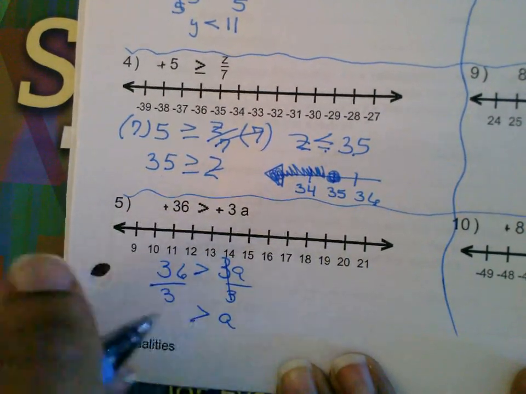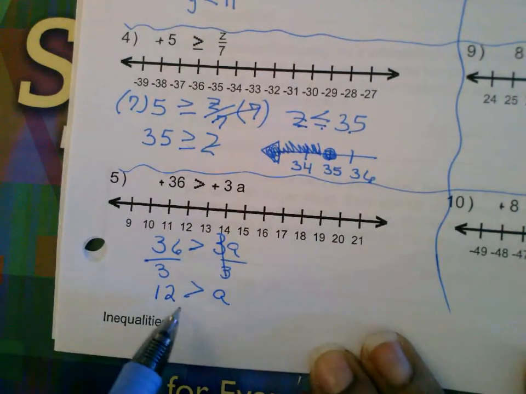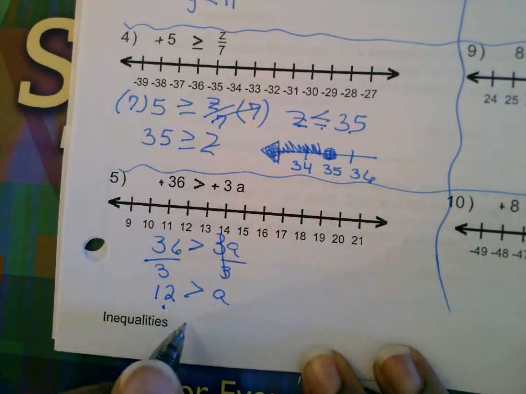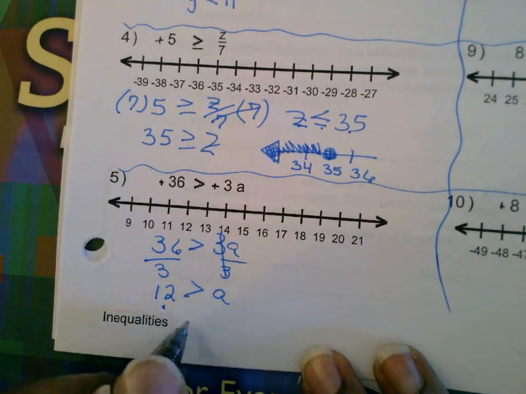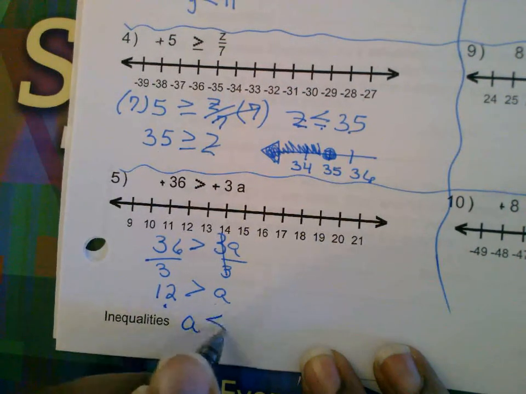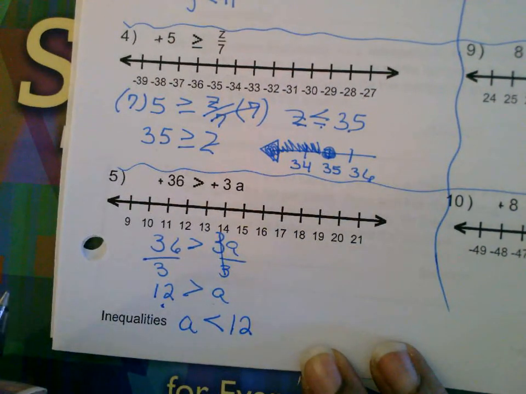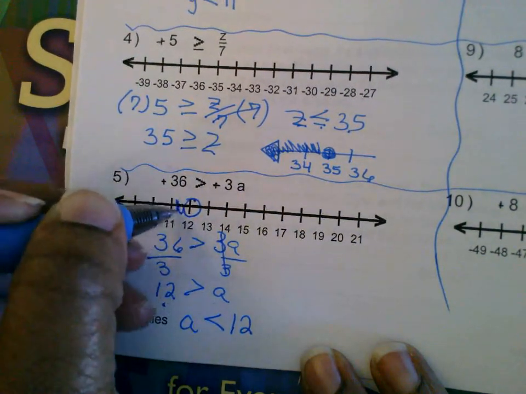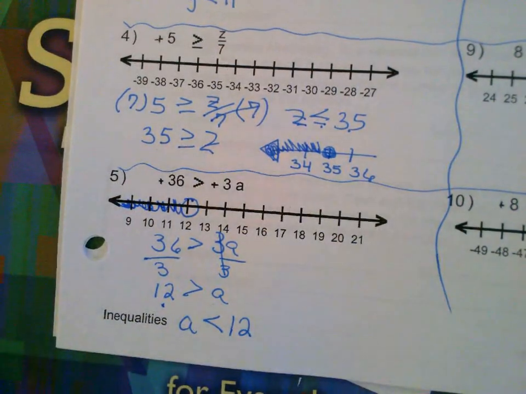And then this last one, same type, still reversed. So I'm going to rewrite it. The inequality is close towards the A. Reverse everything. Open circle. Shade to the left.